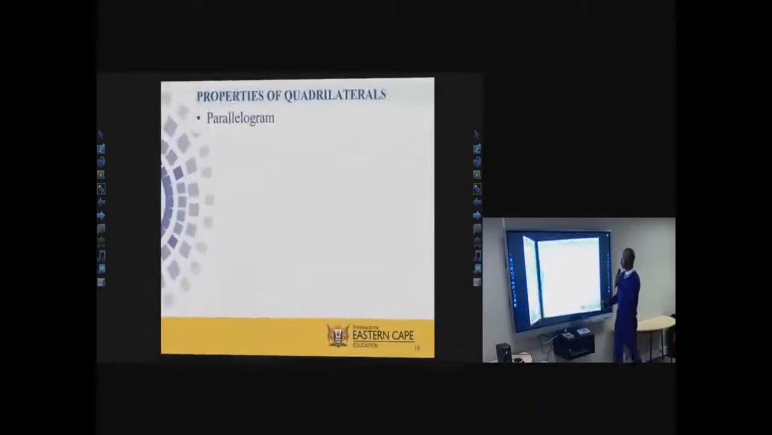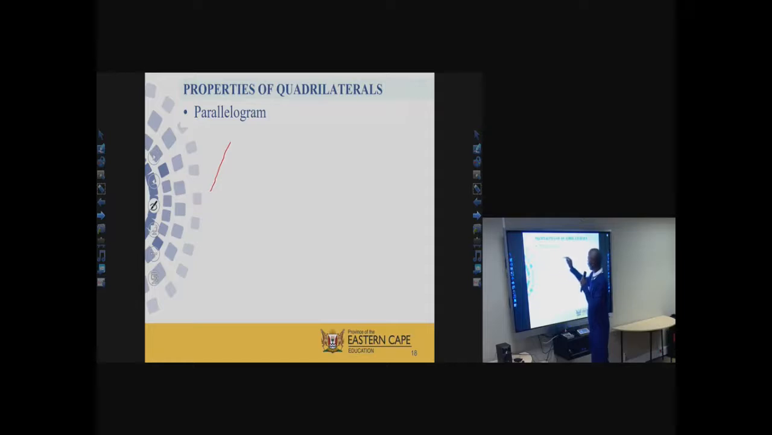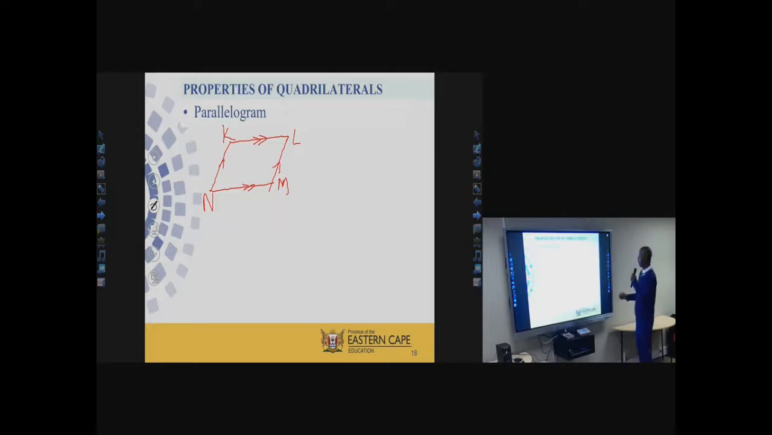Now let's go to a parallelogram. If you have these two sides parallel, this side parallel to that side, and these two sides parallel, this side parallel to that one, we call that a parallelogram. Let's call it KLMN. Opposite sides are parallel and equal. Another feature which is very important: this side is equal to that side, and that side is equal to that side.